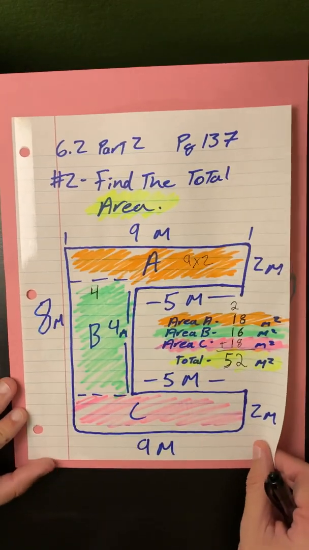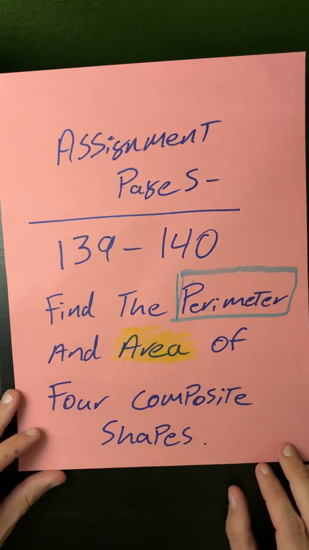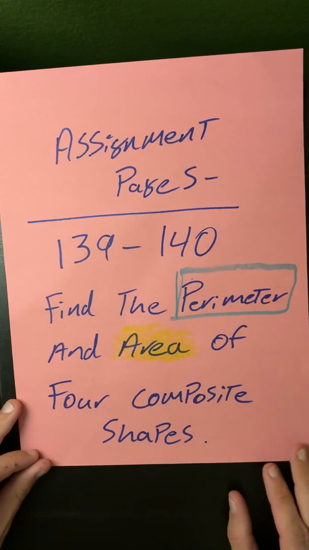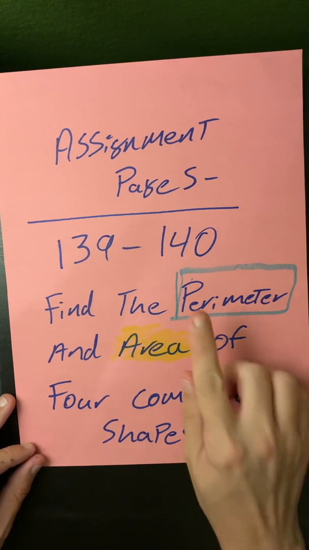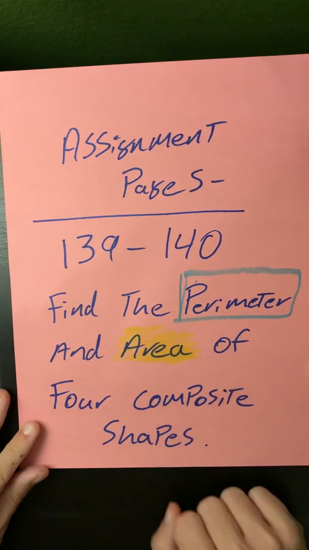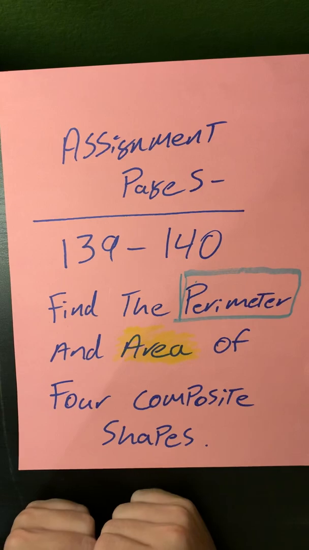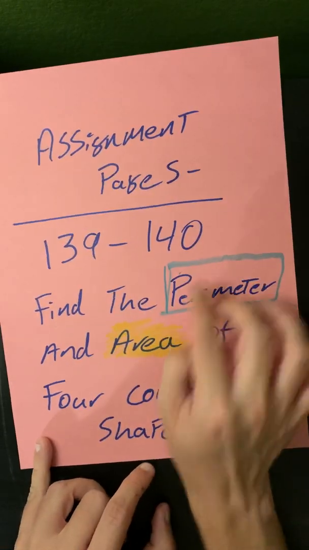Okay? So that wraps up this lesson. For your assignment, you have page 139 to 140 in your math workbook. And for the 4 composite shapes, you need to find the perimeter and the area of those 4 composite shapes found on page 139 to 140 in your math workbook.